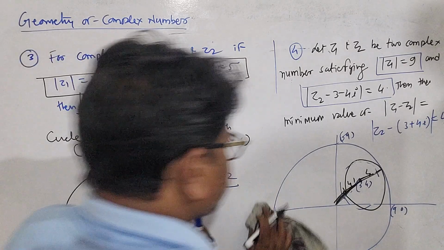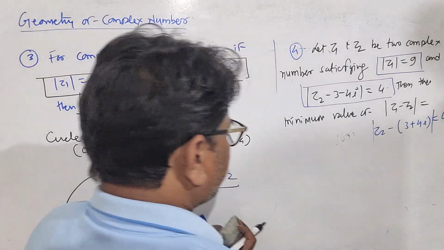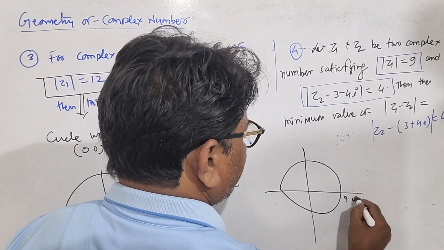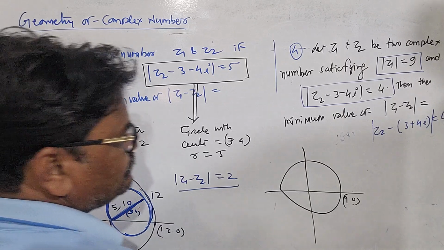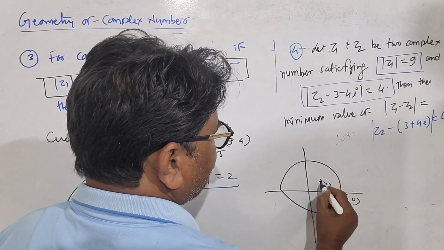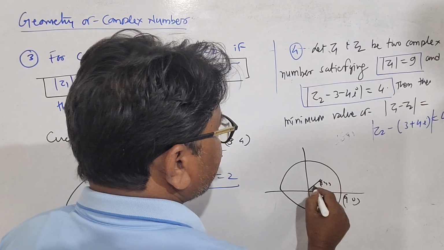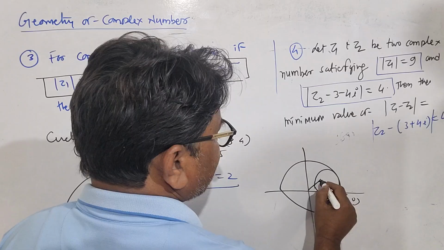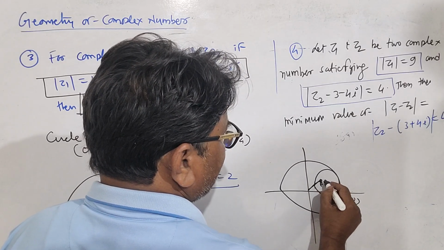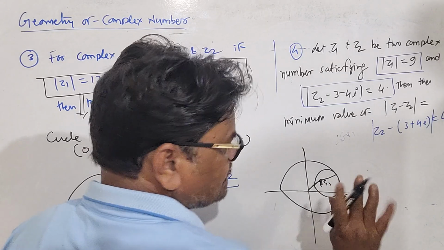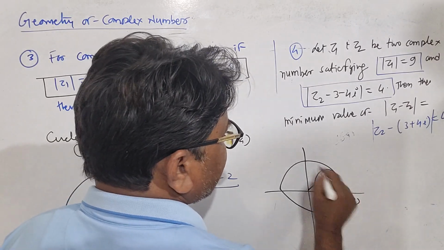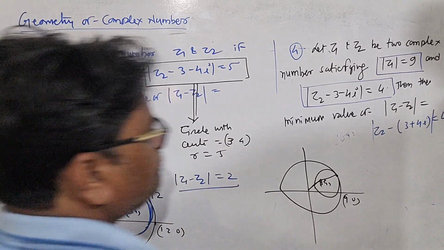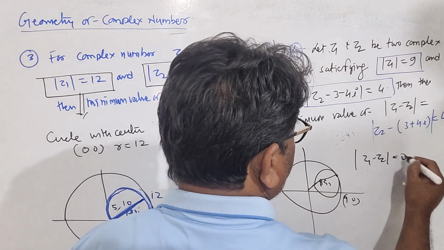You understand now? So once again I am explaining the correct figure. This is your circle with radius 9, center 0 comma 0. This is your 3 comma 4. This distance is 5, but the radius of the circle is 4, so it will be like that, because if this distance is 5 from the center, then this distance is 4, and 5 plus 4 is 9. Definitely they are going to touch each other internally, and therefore the minimum distance of modulus Z1 minus Z2 is equal to 0.